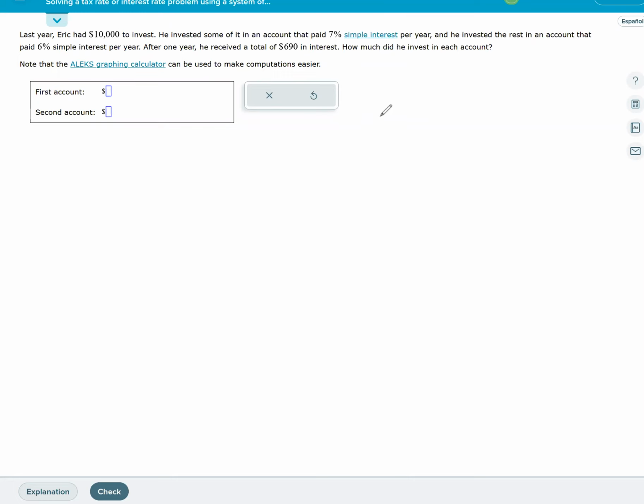So if we say that the amount he invested in the first account was X, and the amount he invested in the second one was Y, the total amount that he invested was 10 grand. That's what it told us in the problem. The simple interest in the first one, if we multiply 0.7 times X, that's how much interest he earned in the first account.